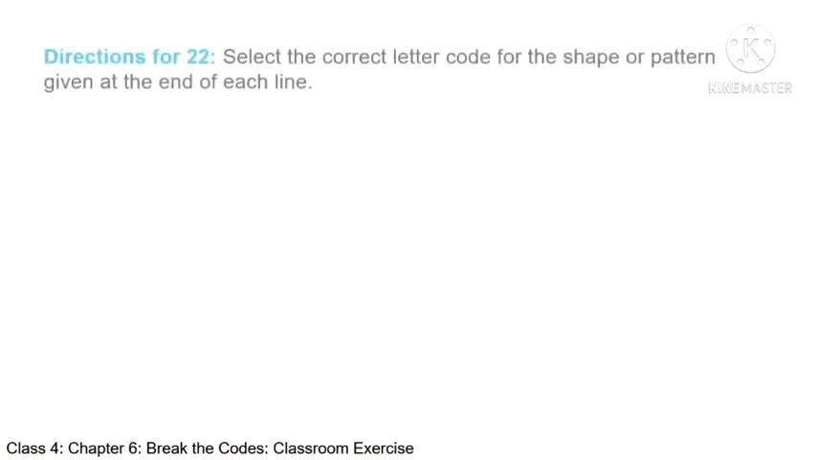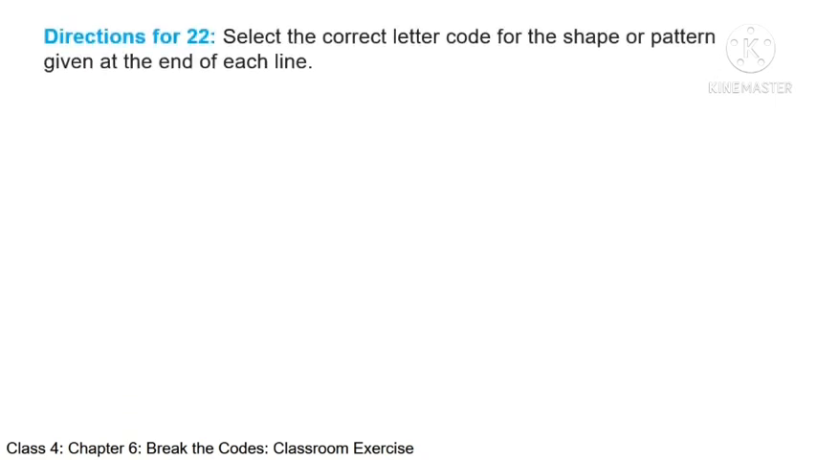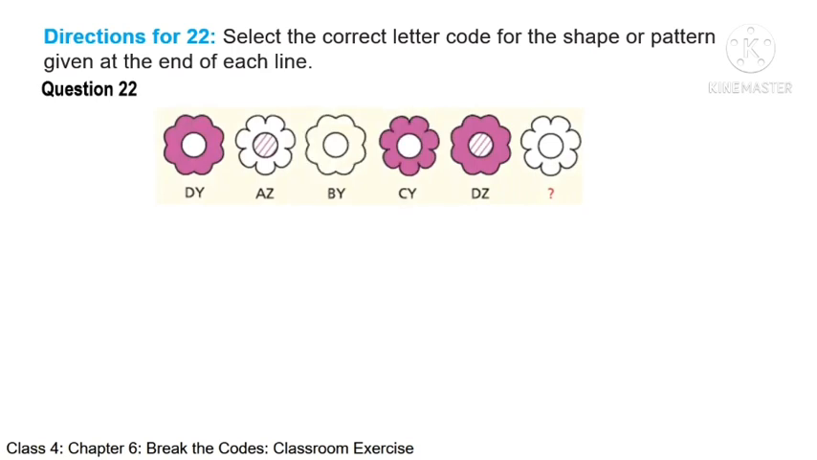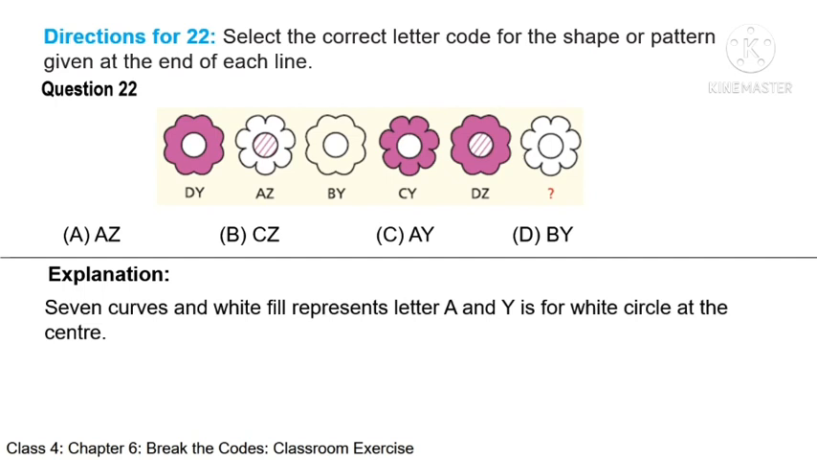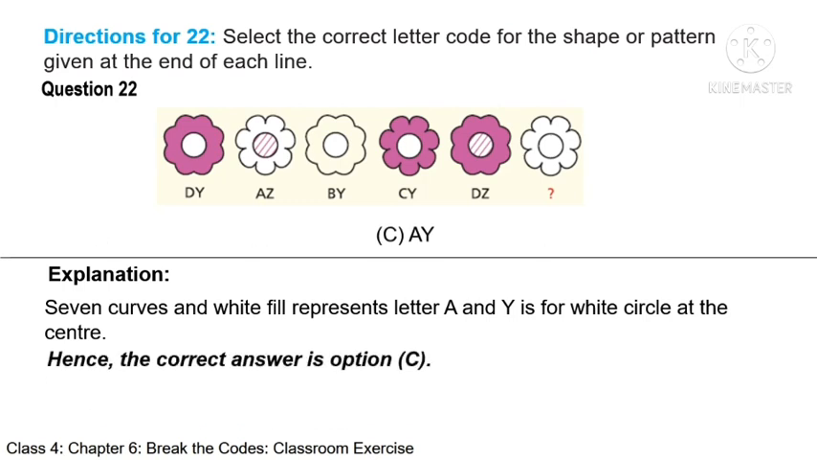In this question, select the correct letter code for the shape or pattern given at the end of each line. Is it option A, B, C, or D? 7 curves and white fill represents letter A, and Y is for white circle at the center. Hence, the correct answer is option C.